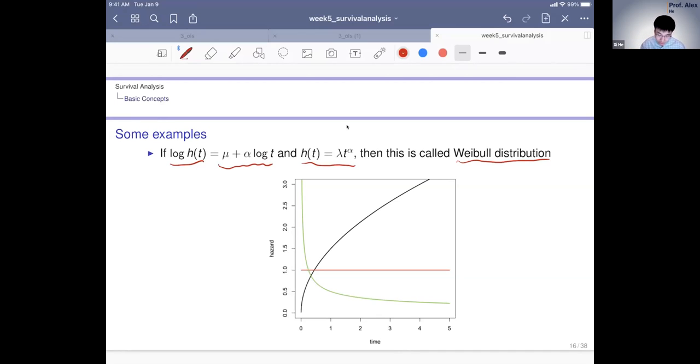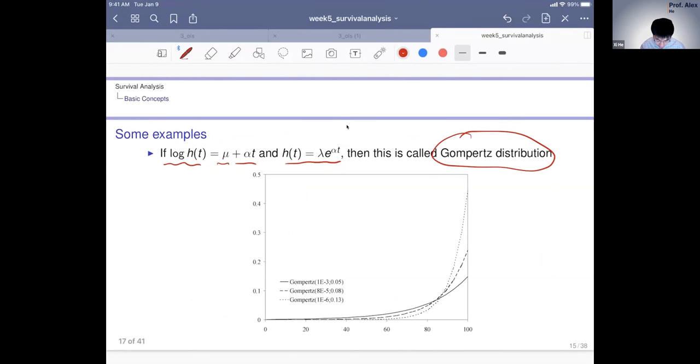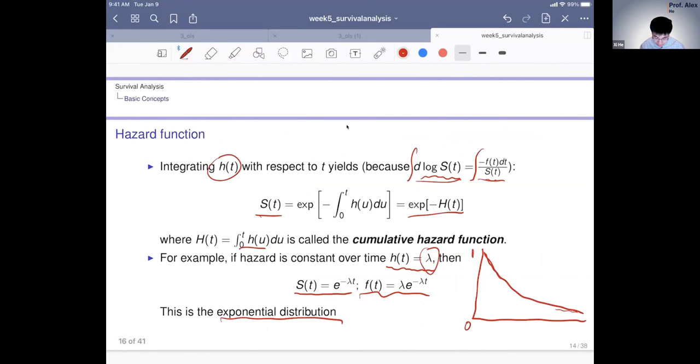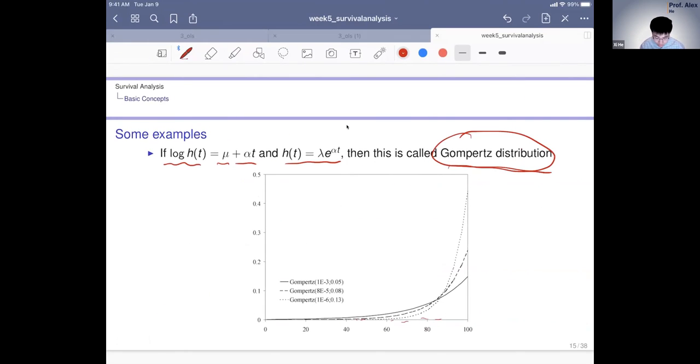This Weibull distribution, if you look at it, is very flexible. The constant hazard model means that the probability of you dying in the next year is always the same. That's not a very good assumption, because when you're young, the probability of dying in the next year is very low, and when you're old, it is very high. So this Gompertz distribution takes that into account. You have an increasing hazard over time. When you're young, the hazard is very low, and when you're old, the probability of dying is very high.